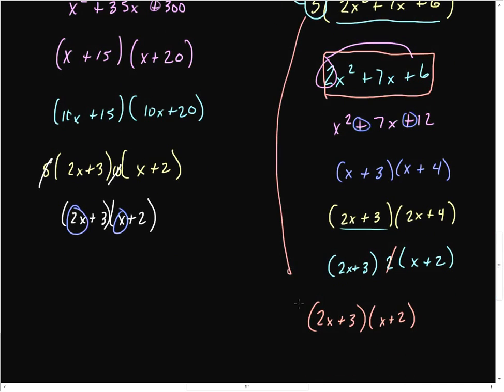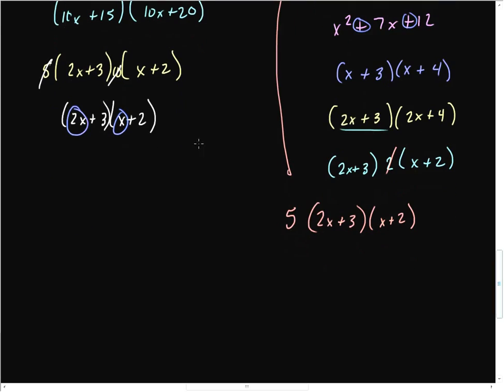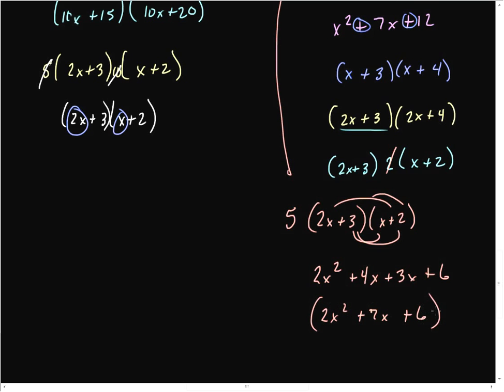So now if I go through this, I go ahead and multiply this out. So 2x times x is 2x squared. 2x times 2 is plus 4x. 3 times x is 3x. 3 times 2 is 6. And then I have 2x squared plus 7x plus 6. I have all of that multiplied by 5, and so I have to distribute that 5. And that goes into 10x squared plus 35x plus 30, which is indeed what we started with.